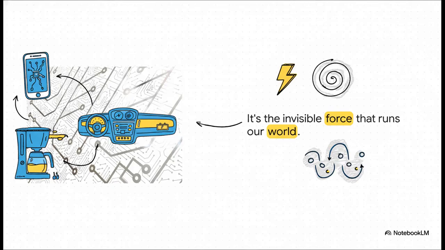I mean, just think about it. Inside your phone, your car, even your coffee maker, there are these super intricate pathways, kind of like the one you're seeing now. And on these pathways, an invisible force is constantly at work. That's what electronic circuits are, and they are everywhere, quietly and reliably making our whole world go round.